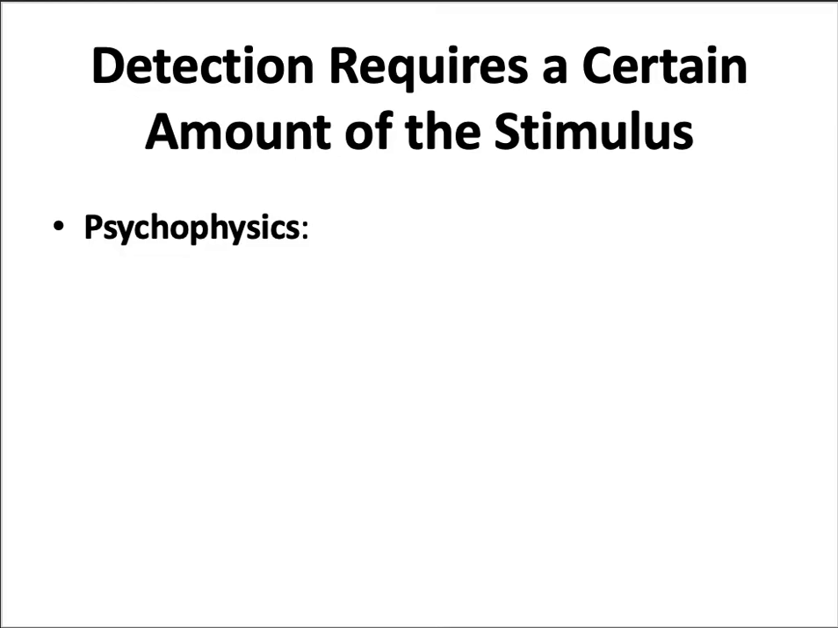Detection requires a certain amount of stimulus. Psychologists tried to understand the relationship between the world's physical properties and how we sense and perceive them. In psychophysics, this is a subfield developed during the 19th century by the researchers Ernst Weber and Gustav Fechner. It examines our psychological experiences of physical stimuli.